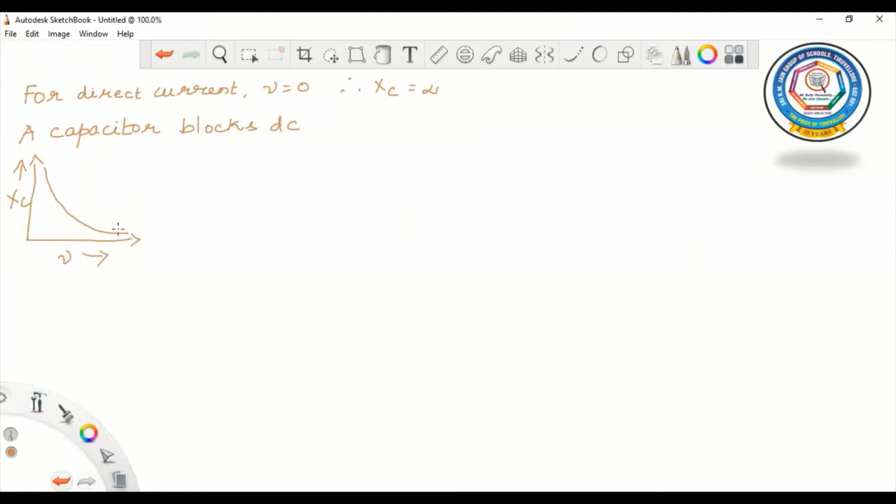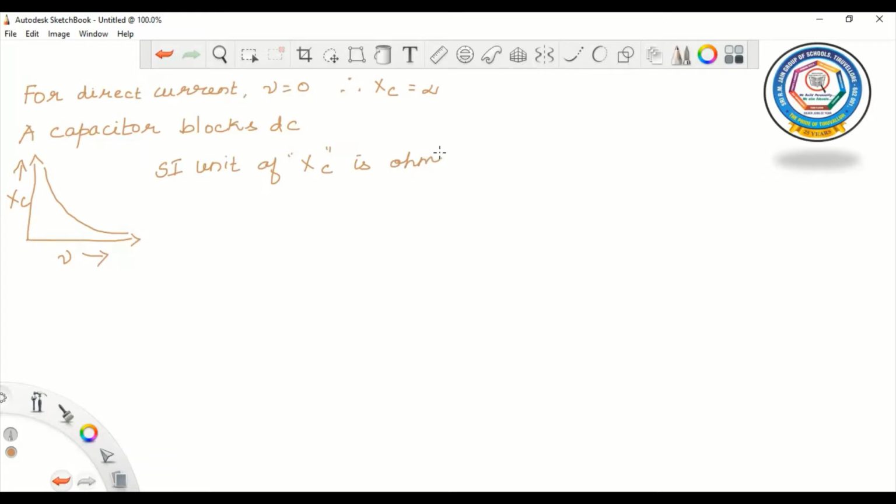Then, what is the unit of this capacitive reactance? What is the unit of resistance? Ohm. What is the unit of inductive reactance? Ohm. That is XL. And here, the unit of capacitive reactance is once again ohm. SI unit of Xc, capacitive reactance, is ohm.